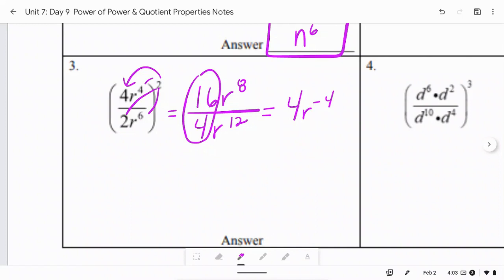So now we need to move that into our denominator. So I get 4 over r to the positive 4th power, since the 4 is going to stay in the numerator, and just the r needs to come down into the denominator.